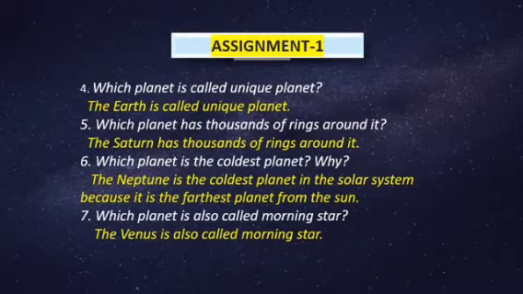Question number 7. Which planet is also called morning star? The Venus is also called morning star.